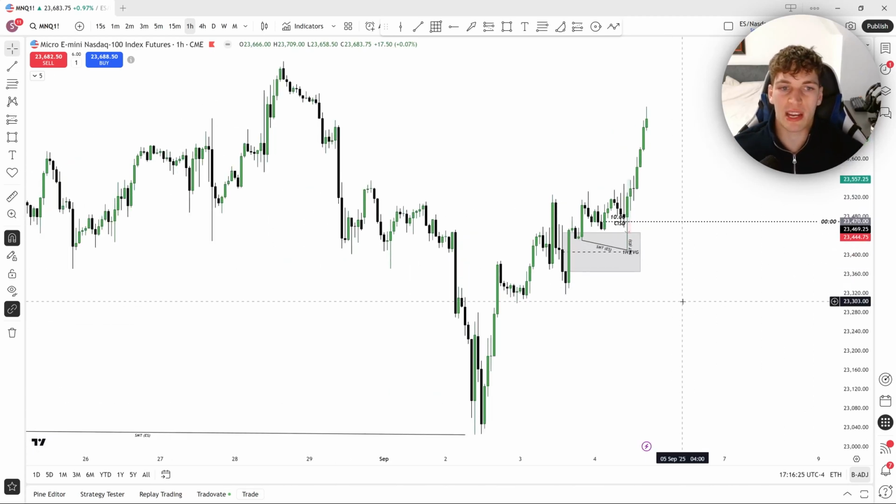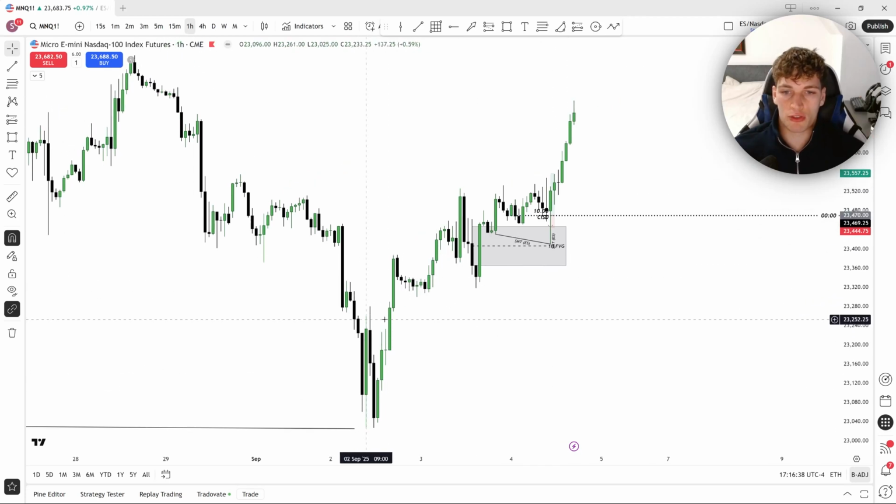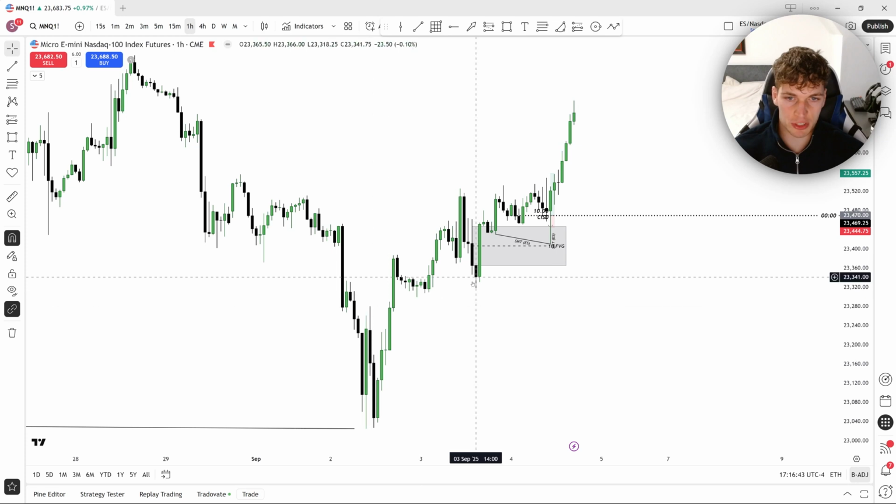So I'm looking for any 1 hour imbalances which can provide support for the market. So as I said here, we had an aggressive manipulation down here, and then we had that distribution up here, where we got that true change in the state of delivery here, and then we've had several hourly fair value gaps which have supported price.